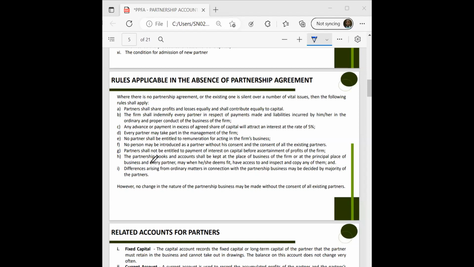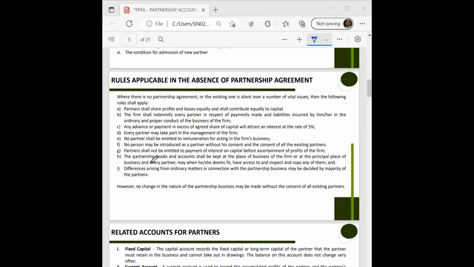Number 5, no partner shall be entitled to remuneration for acting in the firm's business. Number 6, no person shall be introduced as a partner without his consent and the consent of all the existing partners. Without the consent of all existing partners. Partners shall not be entitled to payment of interest on capital before ascertainment of profits of the firm.